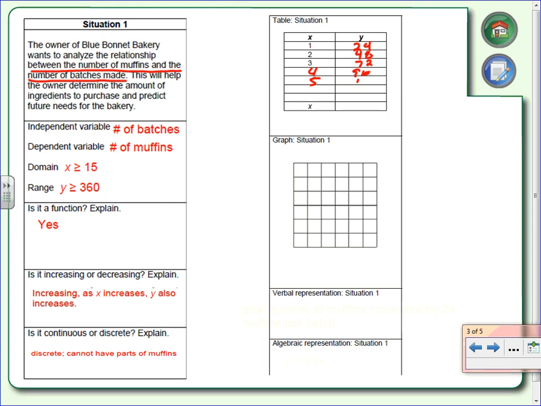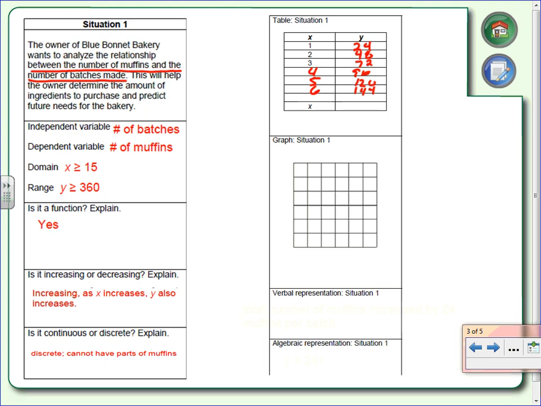Let's do one more here. What if I had 6? 144. Now notice that last one down there. All they gave me was an X. Well, let's think about this, guys. This 144 that you have here next to your 6, what did I do to get to that 144?